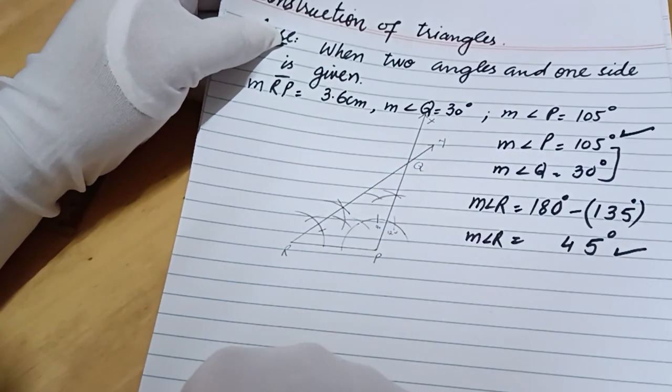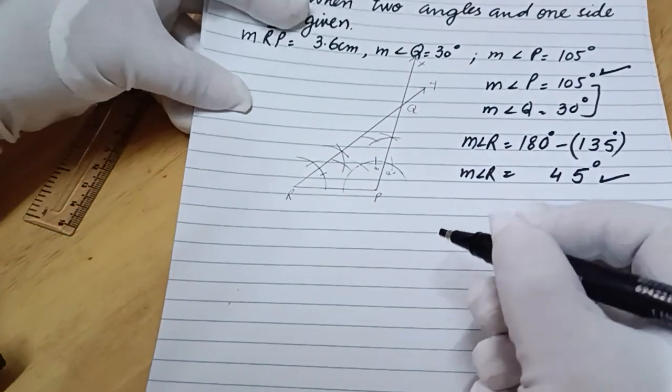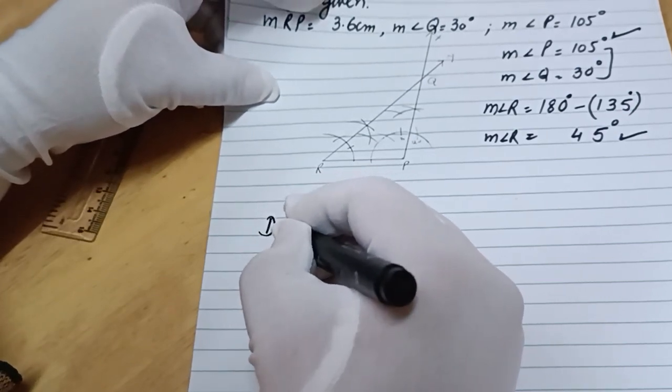Now what we have to do is draw the altitudes on this triangle. Draw altitude.